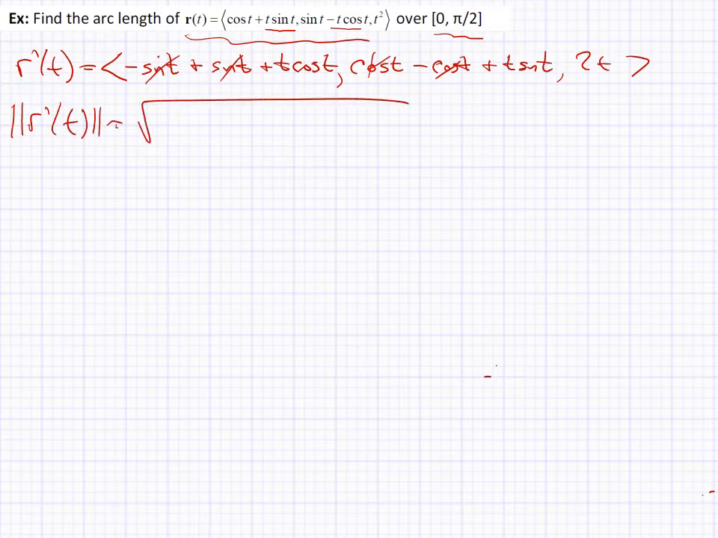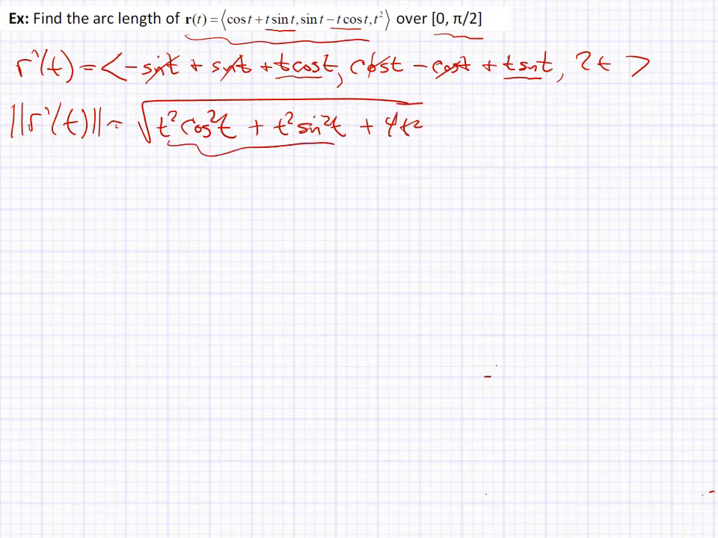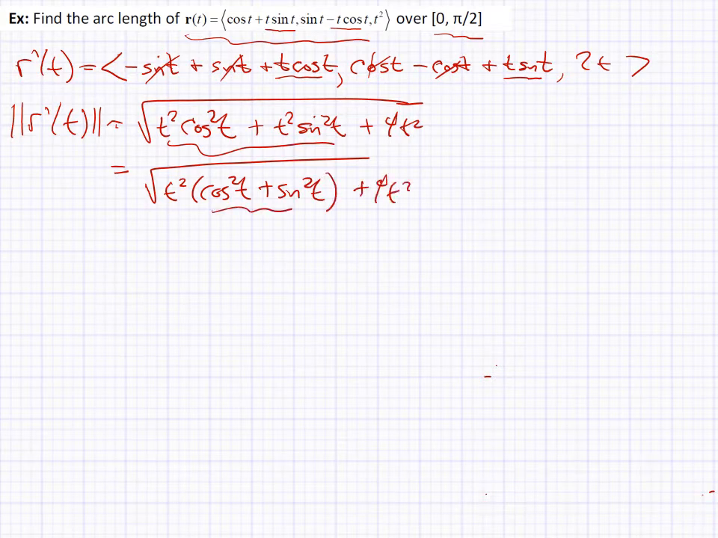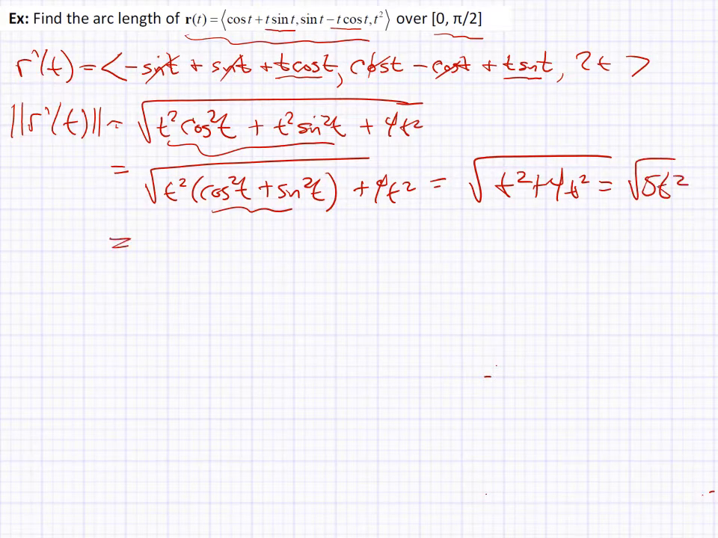Square root of, well, this is all that's left in the first component, so that'll be t squared cosine squared t. Then this is all that's in the second component, so plus t squared sine squared t plus 4t squared. So if I factor out a t squared out of this, I'm going to get the square root of t squared times cosine squared plus sine squared. Again, that's going to be 1 plus 4t squared. So we're basically going to get t squared plus 4t squared, which would give us square root of 5t squared, which we could simply write as the square root of 5 times t, because the square root of t squared would give us t.